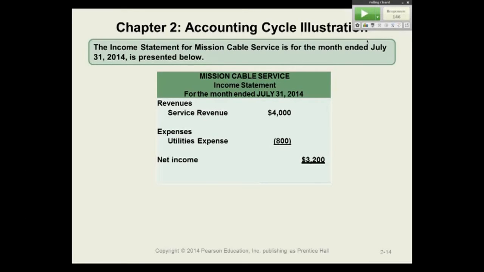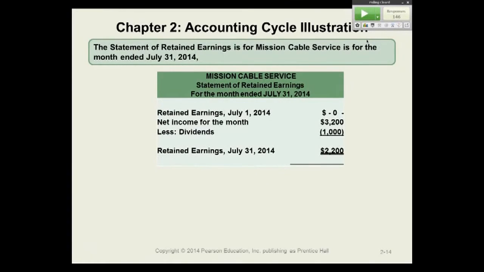So in our example, we're going to have a very simple statement of retained earnings, and that is beginning retained earnings, which happens to be zero in this example. You have net income for the month, $3,200. You paid $1,000 in dividends, and the ending retained earnings balance is $2,200. Now that is needed to balance the balance sheet, because the balance sheet will not balance without that number. Another thing to note, the balance of retained earnings on July 31st of 2014 becomes the beginning balance of retained earnings when? August 1st.